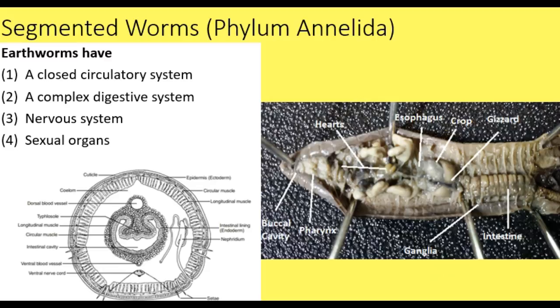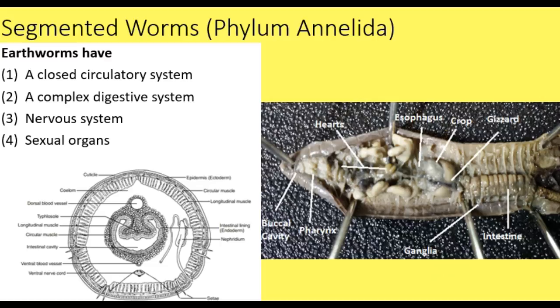Septa separate the segments, and several parts of the digestive tract are specialized. There's a muscular pharynx, which aids in the ingestion of food. The food passes through the esophagus to the crop and then enters the muscular gizzard. In the gizzard, the food is ground up into smaller pieces before it enters the intestine, where nutrients are absorbed into the blood and carried to all parts of the body.